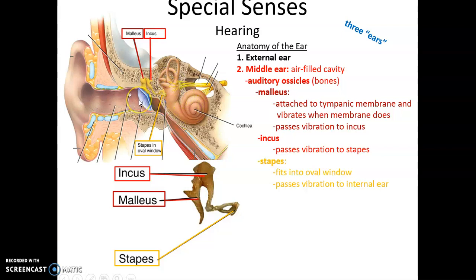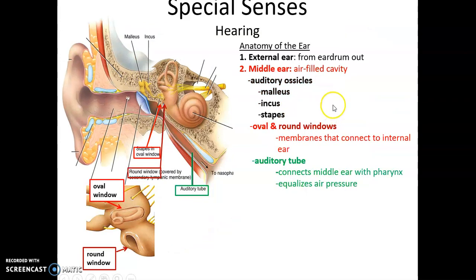So when the tympanic membrane vibrates, it causes the malleus to vibrate, which causes the incus to vibrate, which causes the stapes to vibrate. There is an oval window that the stapes fits into that leads to the inner ear, and that is a membrane structure that allows the vibration to pass through. There's also a round window, a membrane structure that allows excess vibrations a way to escape the inner ear. And then, as I mentioned already, the auditory tube that connects the middle ear to the nasopharynx.